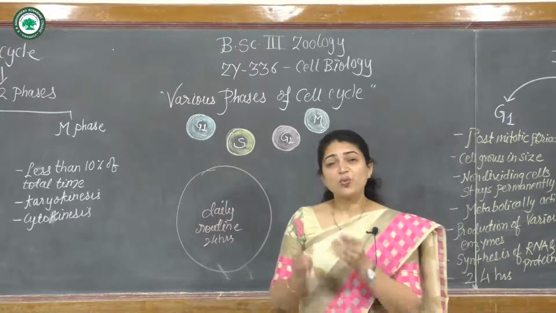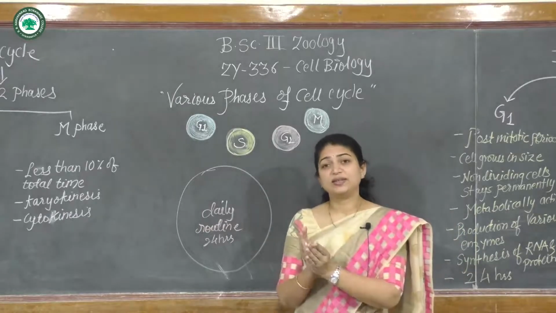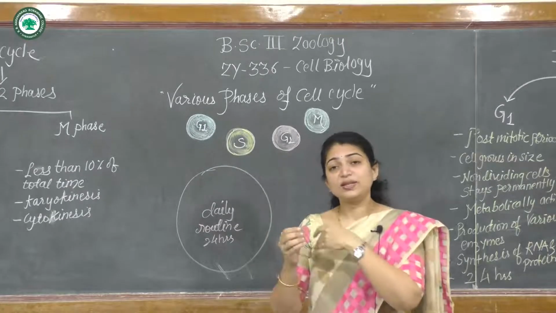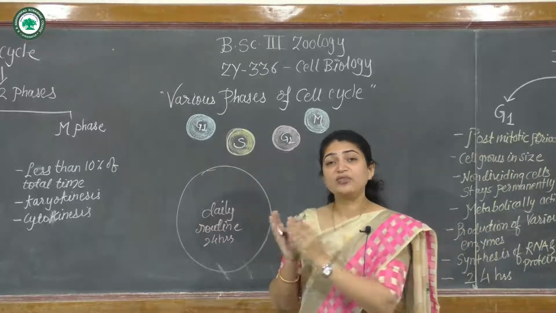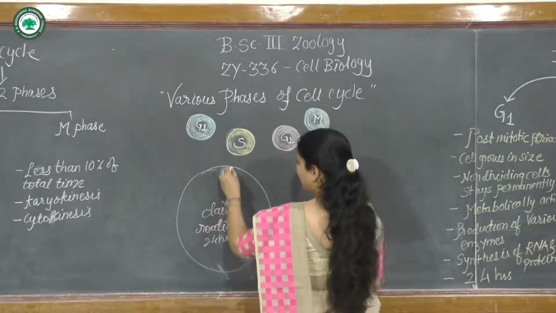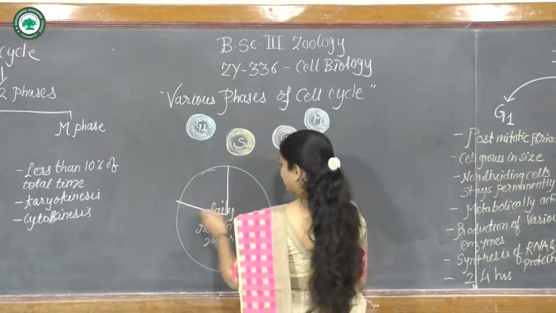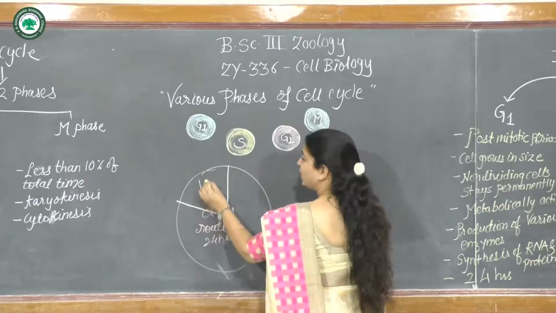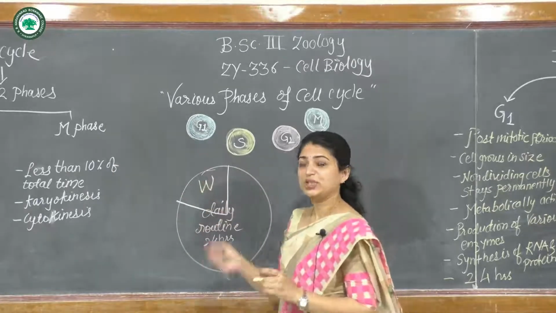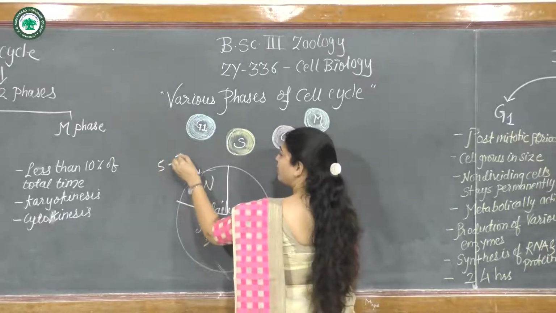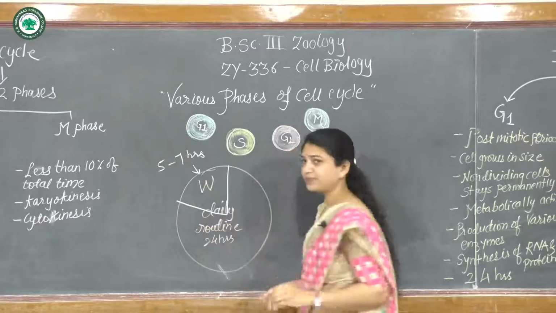So what happens if that is the working hours? Then what about the other hours? What are the phases apart from these 5 to 7 hours? Let us take this as the working hour, and I will call it W. In these 24 hours, we spend 5 to 7 hours on it.